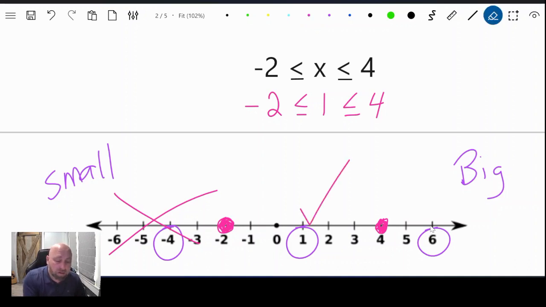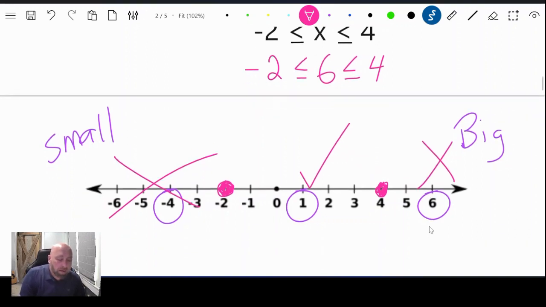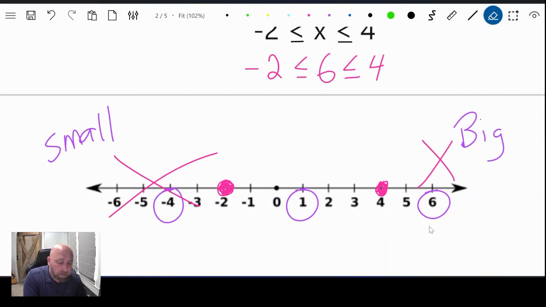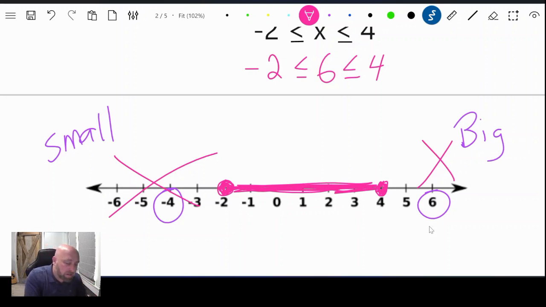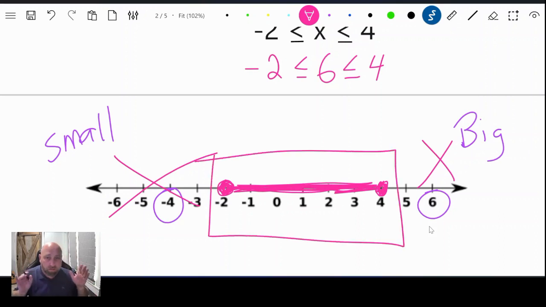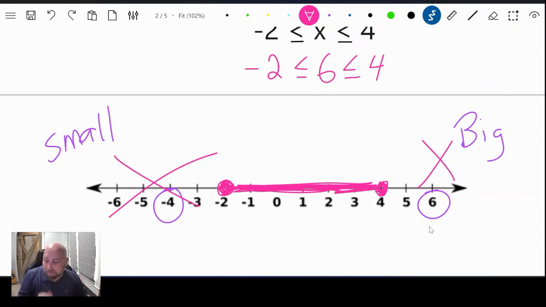Okay? Now, let's try the last one. So we'll try the number 6. -2 is less than 6. True. 6 is less than 4. No, wrong, false. So the way that I do this is I would come down here and I would say, okay, in this middle section, these ones all worked. So this is where I would draw my line and I would connect those two. So basically I'm saying that anywhere between -2 and +4 solves my equation. That works. So I'm going to use those numbers.